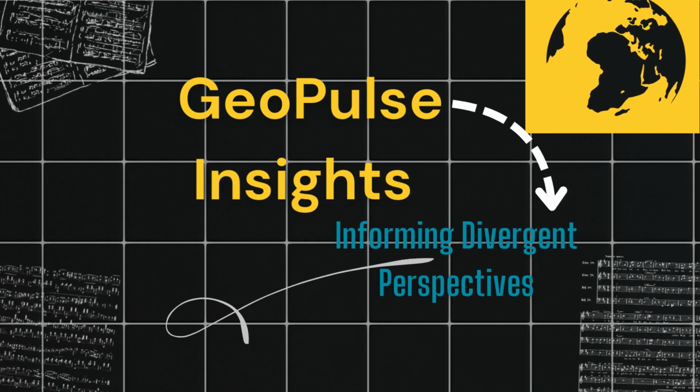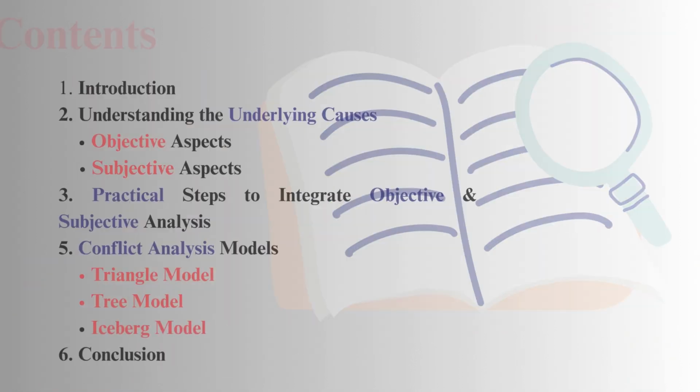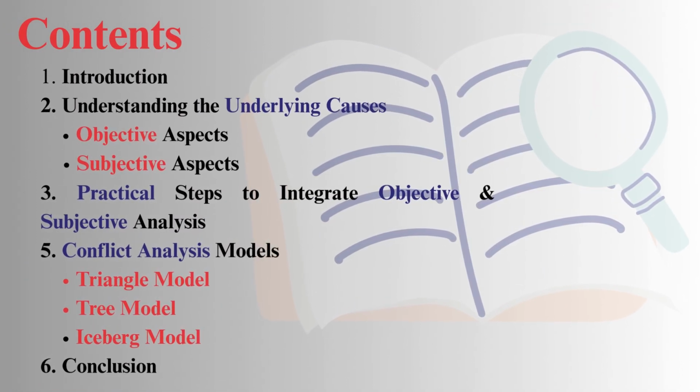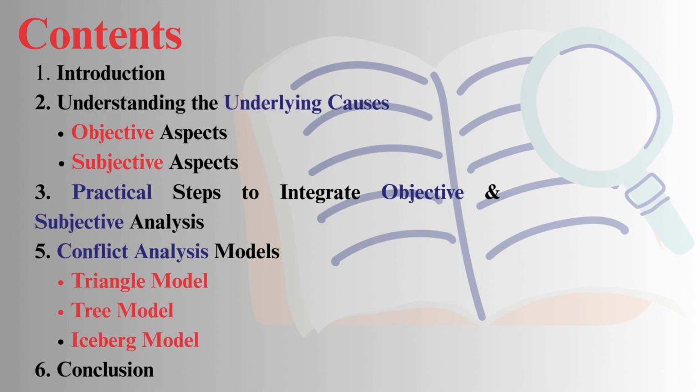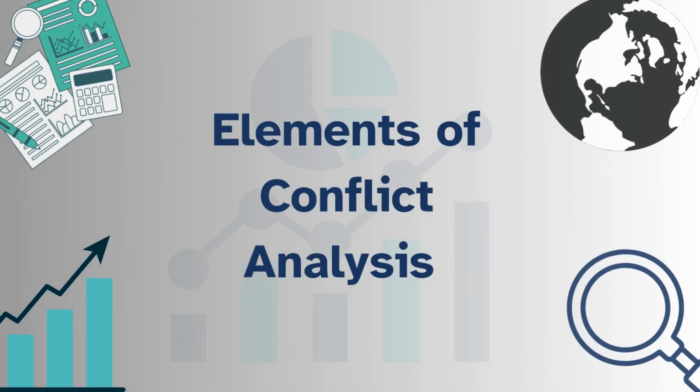Another day, another topic of peace and conflict studies. This time around, the topic under discussion is understanding the underlying causes of conflict. So let's dig in. The contents of this video include a brief recap of all the elements of conflict analysis. Then we will have a look at the underlying causes in their objective and subjective aspects. Moving on, we have practical steps to integrate objective and subjective analysis such as conflict mapping. Then the focus of the video, that is the conflict analysis model such as triangle model, tree model and iceberg model. So let's begin.